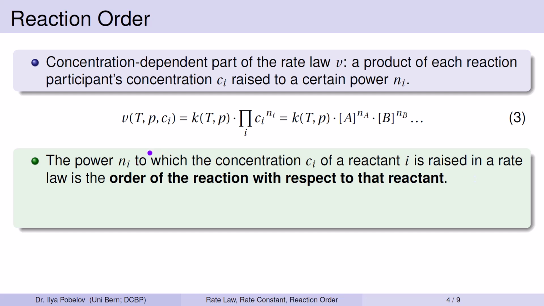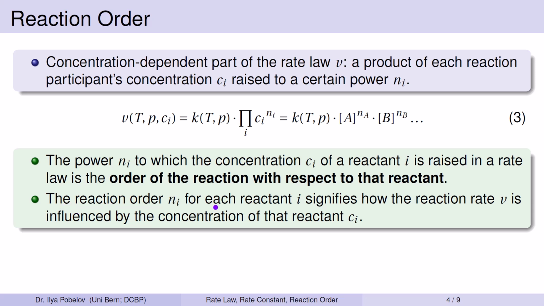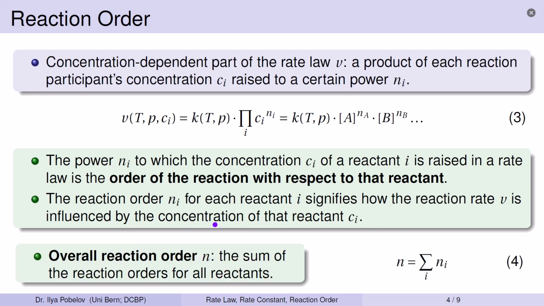It is typically denoted as n with an index referring to the specific reactant. The reaction order for each reactant signifies how the reaction rate is influenced by the concentration of that reactant. The sum of the reaction orders for all reactants gives us the overall reaction order, typically denoted as n. This overall order provides insight into the sensitivity of the reaction rate to changes in reactant concentrations.